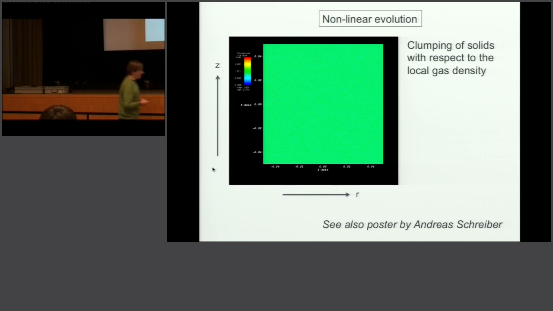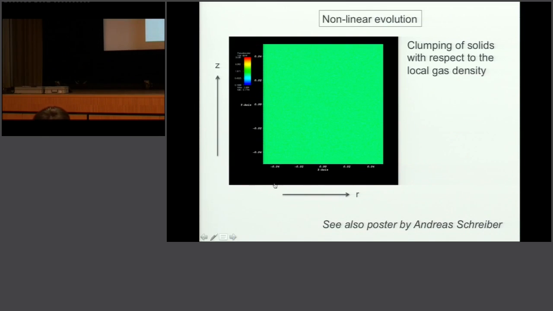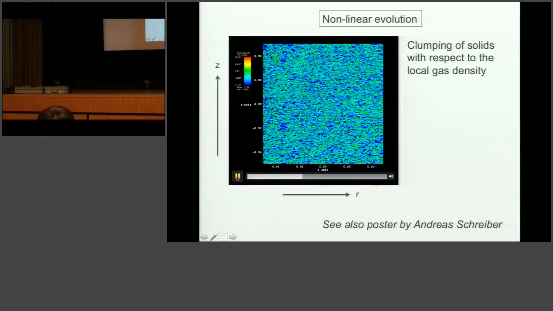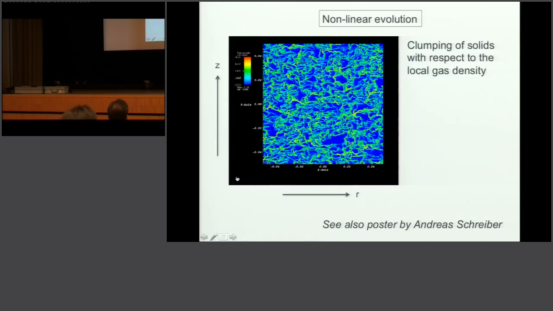Okay, so here's instead a movie of what this looks like. So this is the radial direction here. This would be the vertical direction. And what you're going to see here is the density of the particles relative to the density of the gas. You start with a uniform density, and then as the instability progresses, that uniform density breaks up into lots of clumps. Okay.